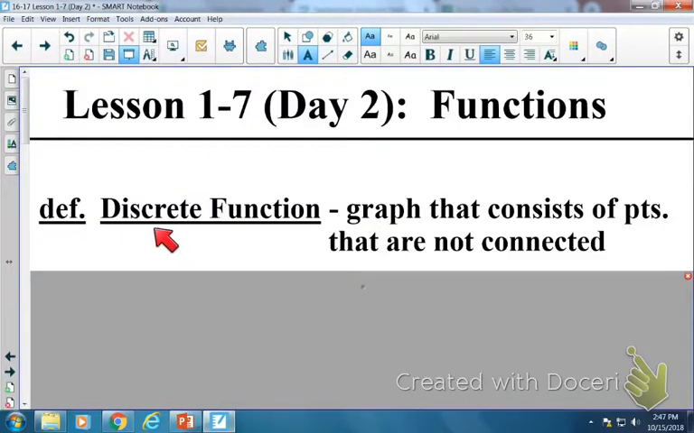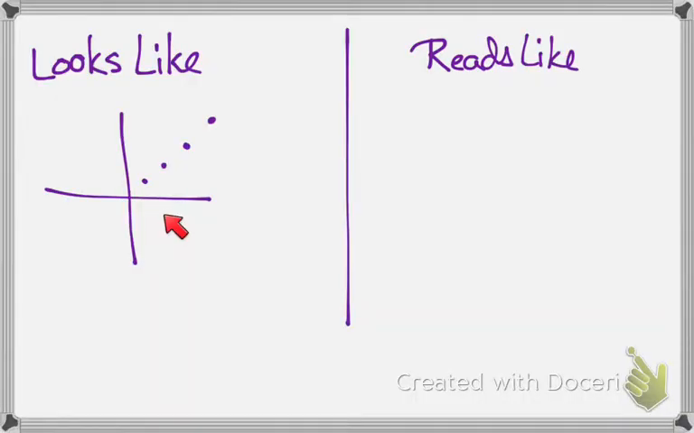Let's start with the first one, discrete function, the definition. So you have a table on your notes. Discrete function is going to go in the word section. And then the second column says, what is the definition? And let's put down the definition: graph that consists of points that are not connected. So an example of a discrete function looks like disconnected points if I'm looking at it as a graph.